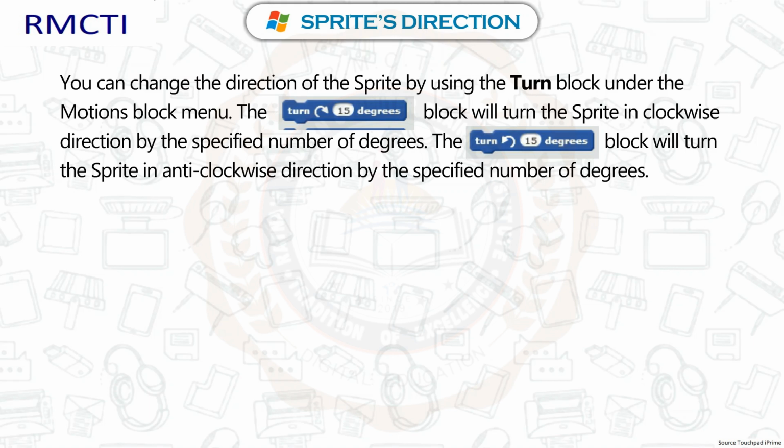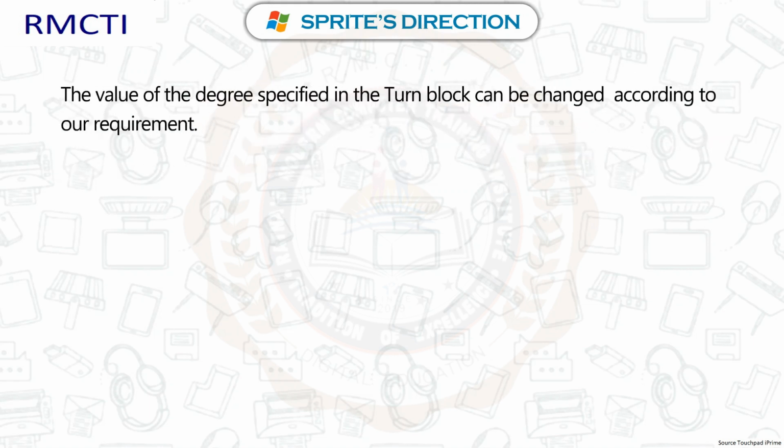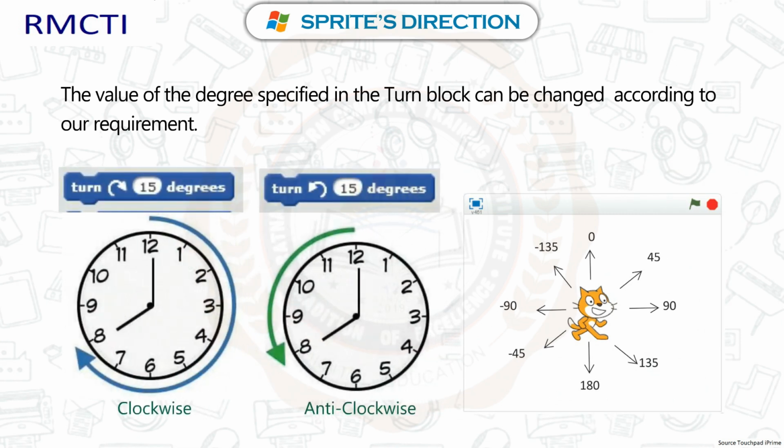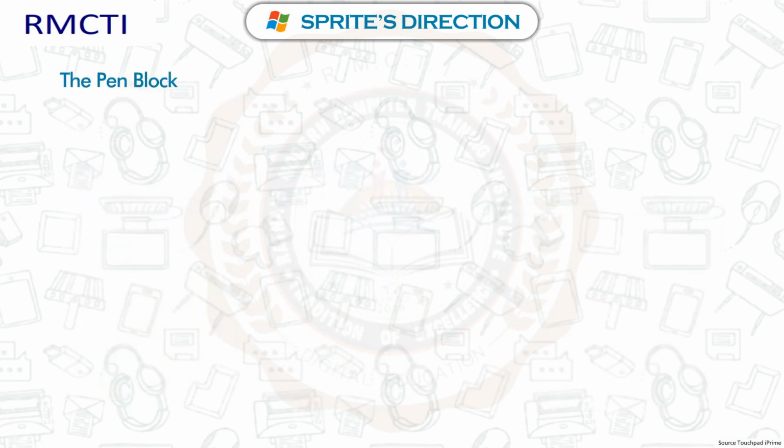The Turn 15 degrees block will turn the sprite in anti-clockwise direction by the specified number of degrees. The value of the degree specified in the Turn block can be changed according to our requirement. Clockwise, anti-clockwise.